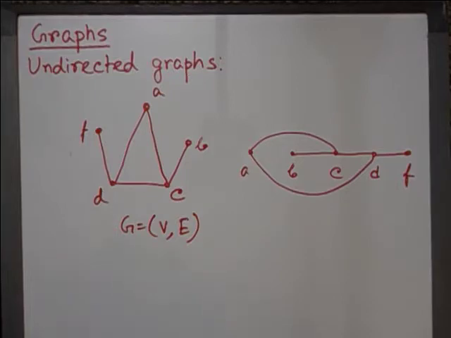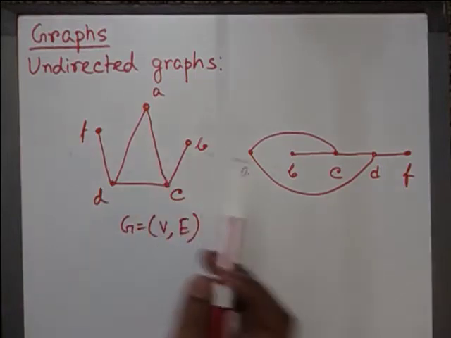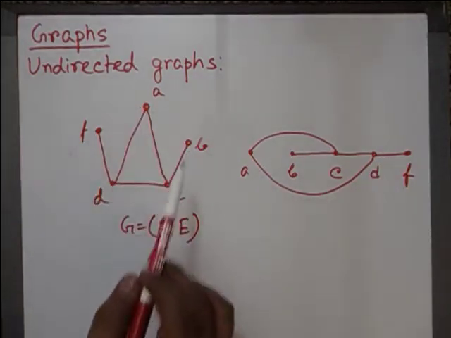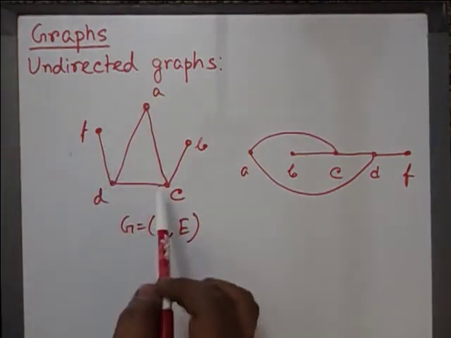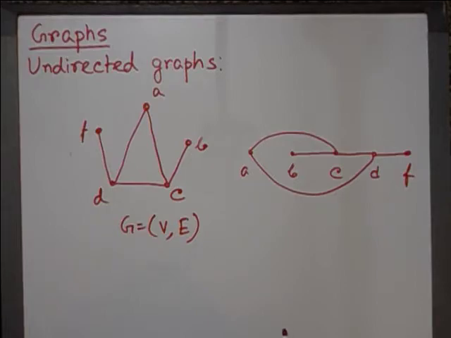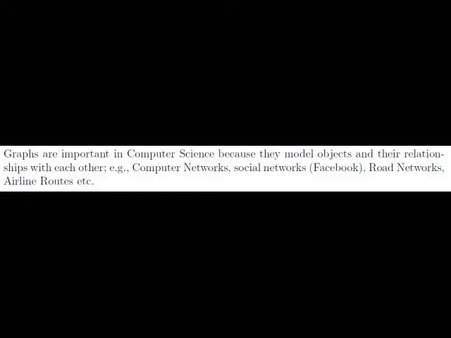Remember, the drawing of a graph is one drawing. For most cases, or for all the graphs that we are going to learn in this course, the graph itself is independent of the drawing. You can draw it in this way, you can draw it in this way. You just draw the vertices as points and then you draw the edges as lines connecting those points. Okay, so that's the first type of graph, undirected simple graphs.